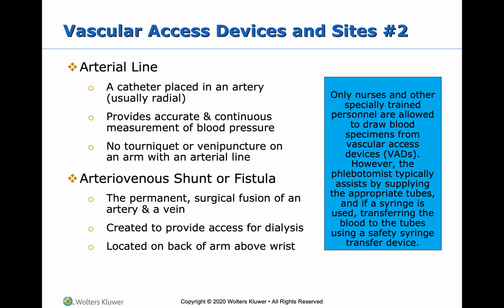An arterial line is a catheter that's placed into an artery. It's usually placed in the radial artery on your arm. It provides accurate and continuous measurements of blood pressure. If you draw from an arm that has an arterial line, you should not use a tourniquet. But honestly, you should not be drawing from an arm that has an arterial line at all.